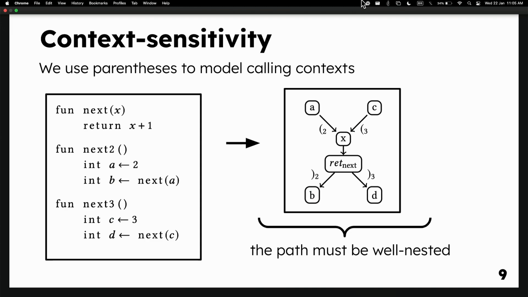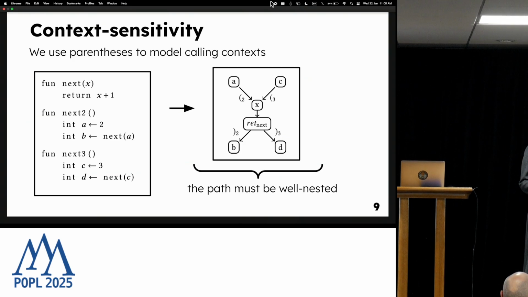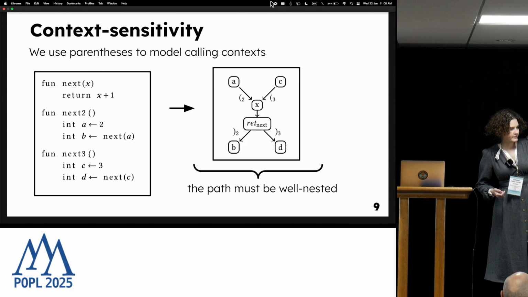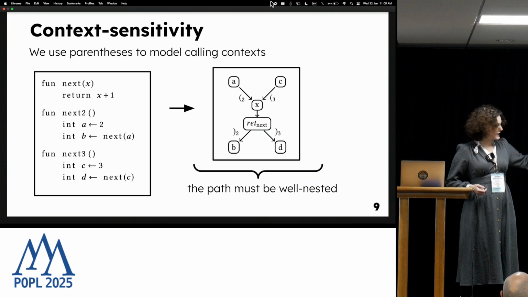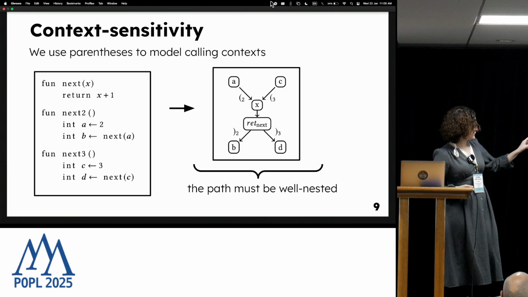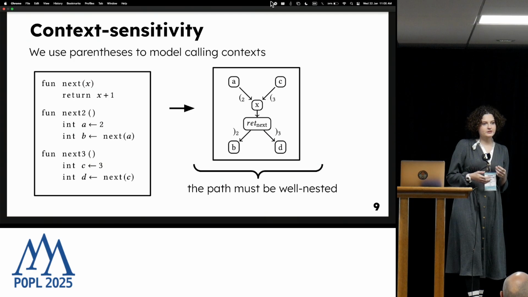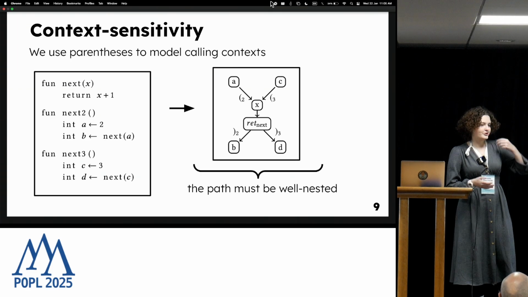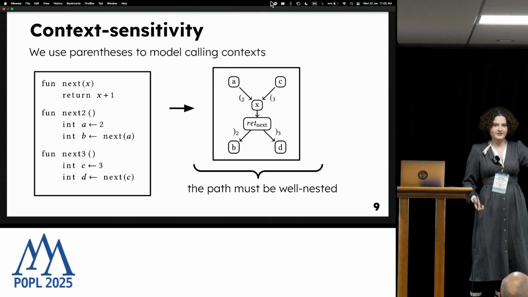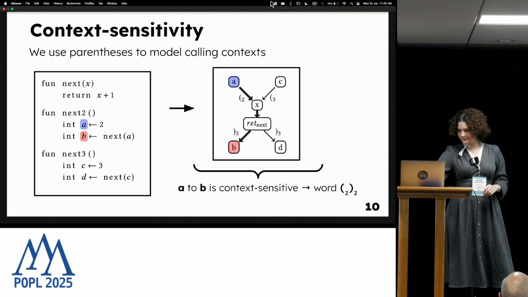And the way we're going to do this is by adding parentheses. So every time that we have a function call, we're going to add an open parenthesis corresponding to the call site. And then when we return, we must return to the same call site, right? So here, for example, when I go from a to x, I have this open parenthesis 2. And then when I go from the return field, I have to close this parenthesis 2. Using parentheses and looking at these well-nested paths allows us to call a function within a function. You can call a function, return, and call another function, right? The parentheses model very well what our good paths are here.